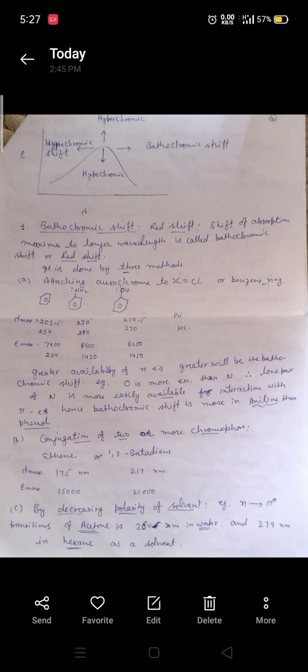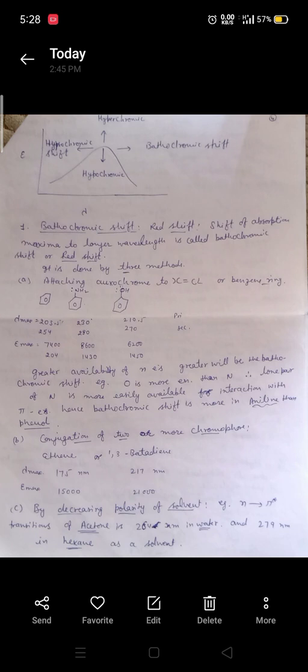Second is conjugation of two or more chromophores. For example, ethene or 1,3-butadiene. Ethene lambda max value is 175 nanometer. Butadiene it is 217 nanometer. Emax value for ethene is 15,000 and for 1,3-butadiene it is 21,000.